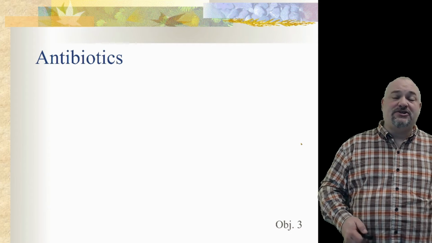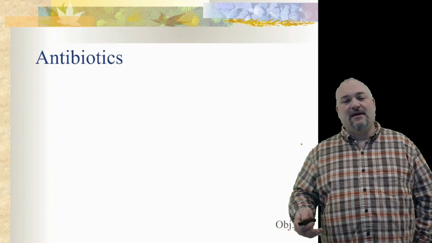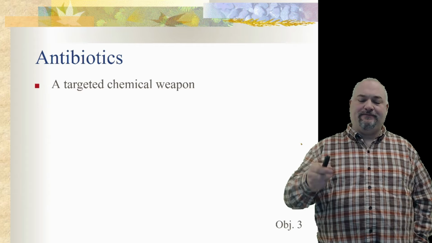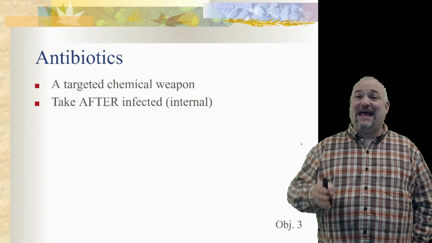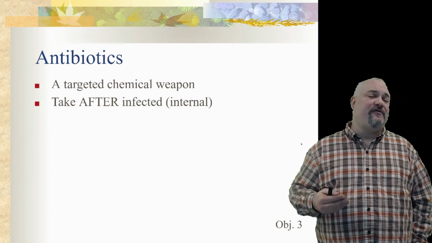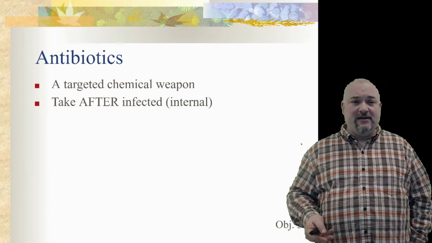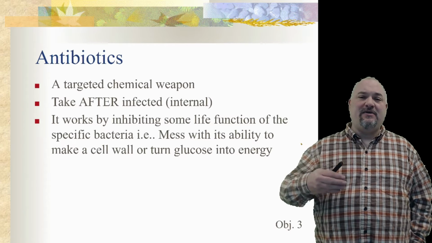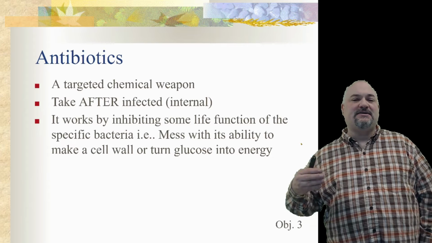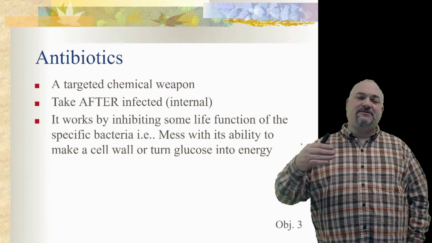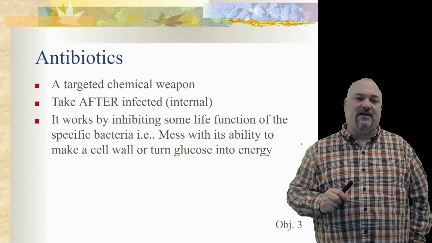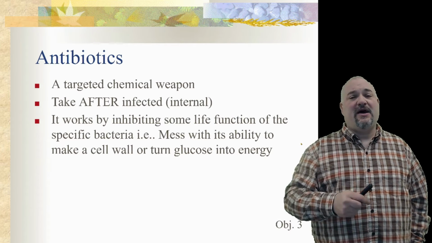All right, so that brings us to antibiotics. I'm also going to talk about antibiotics in another video a little bit, but we'll give you a little preview here. Antibiotics are a targeted chemical weapon. You take antibiotics after you get infected. Okay, so you take them into your body internally after infection. You generally don't take them before you're infected. The reason is, it works by inhibiting some life function of the specific bacteria. For instance, it might mess with its ability to make a cell wall or turn glucose into energy. Since bacteria are alive, if we can target their life functions and disrupt one of those things they need to do to stay alive, we kill them. And that's how antibiotics work.